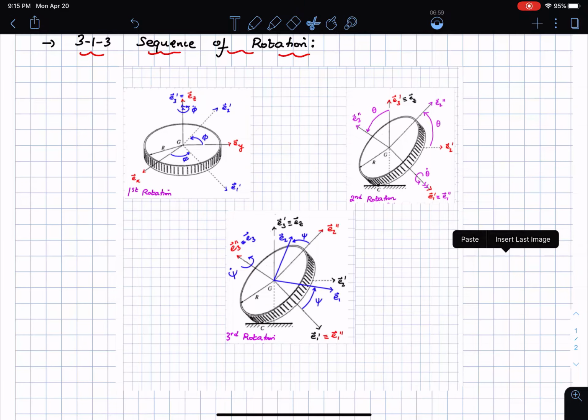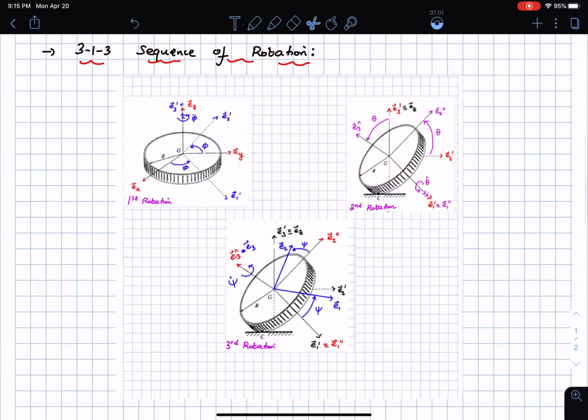Alright, so here is the 313 sequence, and in the 313 sequence we see that the first rotation is performed about the 3-axis. Then the second rotation is performed about the 1-axis. This is the axis about which the rotation is performed. And then the third rotation is performed about the 3-axis again. So this is why it is called a 3, 1, and 3 rotation.